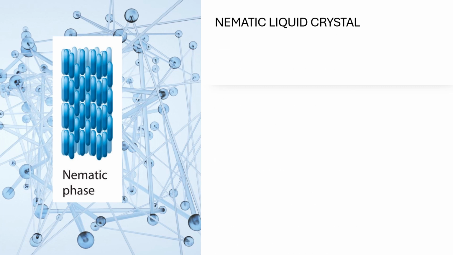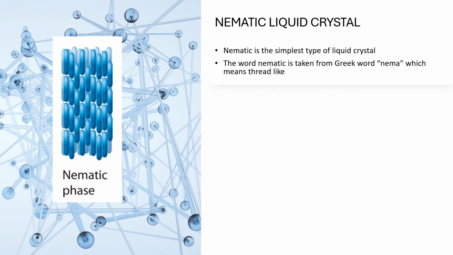Nematic liquid crystal. Nematic liquid crystal is the simplest type of liquid crystal. The word nematic is taken from the Greek word nema, which means thread-like. So basically its structure is thread-like, so it is called nematic liquid crystal. Liquid crystals which have a thread-like structure are called nematic liquid crystals.